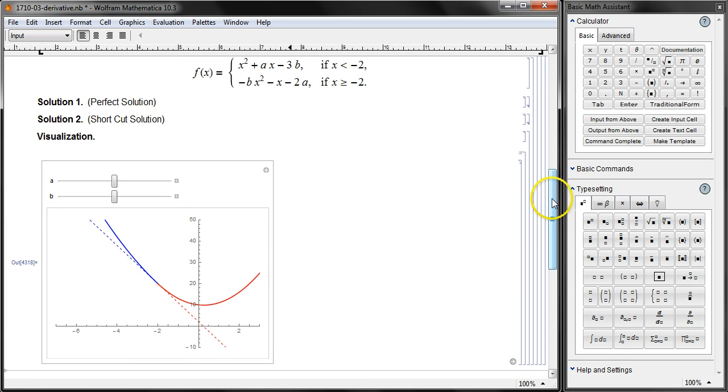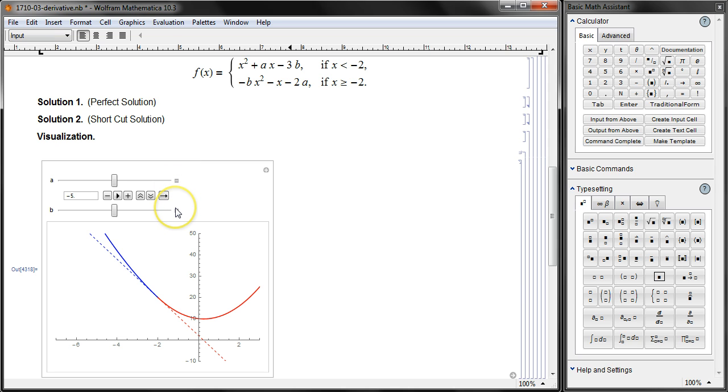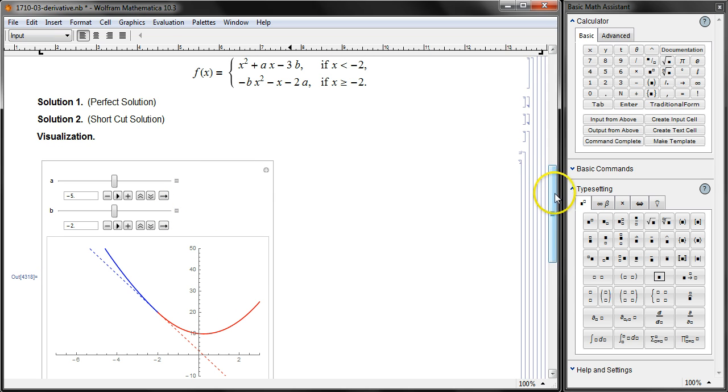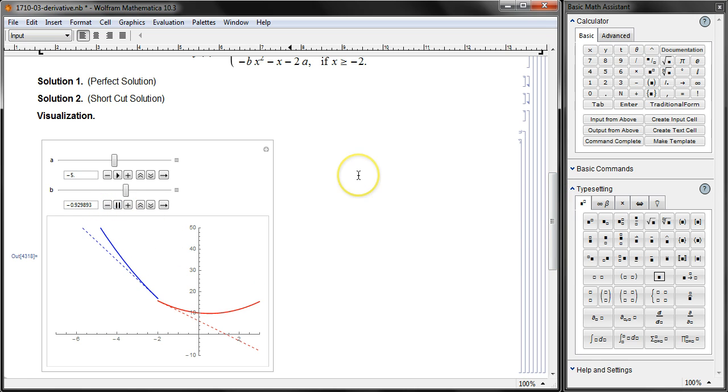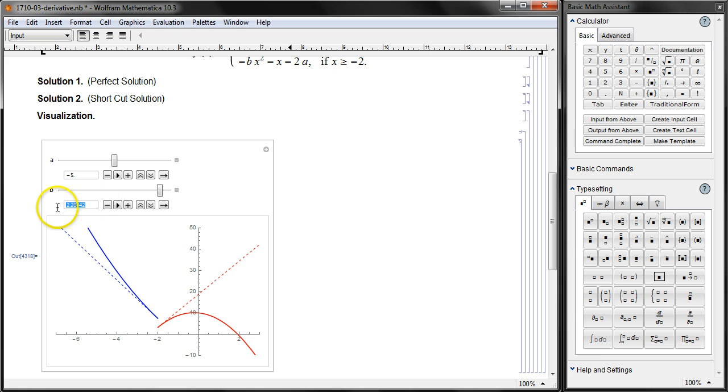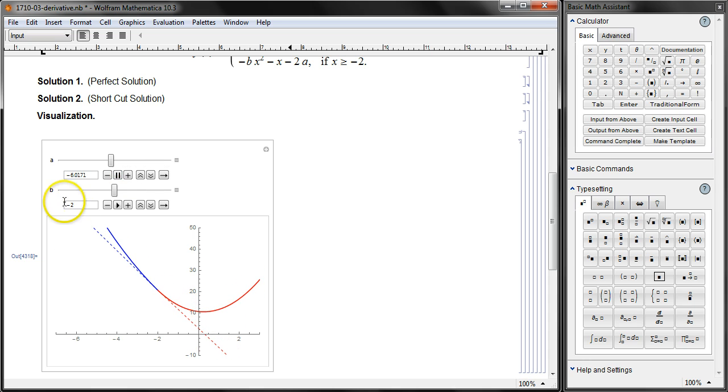Yeah, there are two parameters, a and b, so we have these two. Let me see. What if I change my b value? You see, we have breaking. And we have continuity when b is equal to -2. Let's stop this. That's when we have continuity. And let's change the a value around. Continuity doesn't go anywhere because the b value is now fixed at -2.